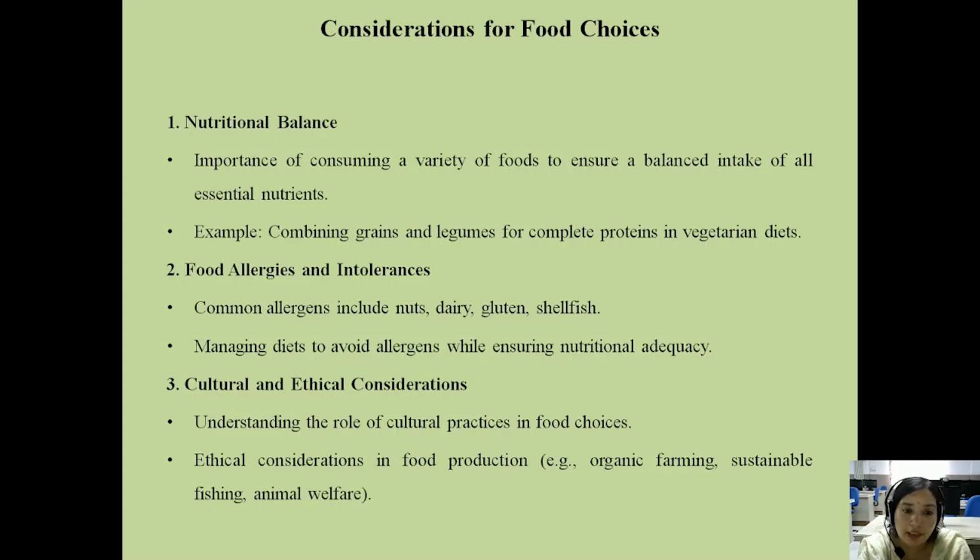And cultural and ethical considerations: understanding the role of cultural practices in food choices, and ethical considerations in food production. Examples: organic farming, sustainable fishing, animal welfare. So these are the considerations for food choices. Nutritional balance should be there, food allergies and intolerances should be considered, and give consideration to the cultural and ethical aspects of food, and understanding the role of cultural practices in food choices and ethical considerations in food production.